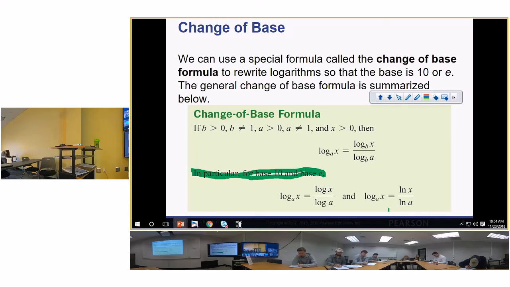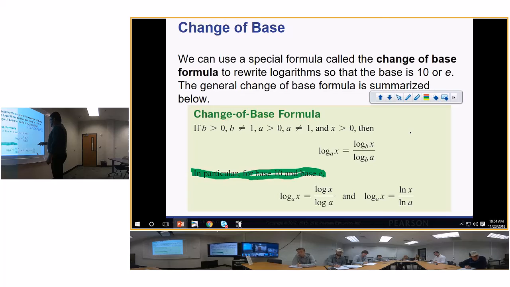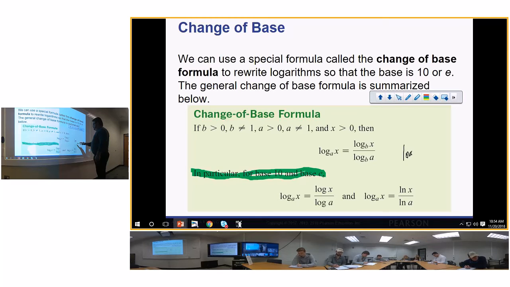And you don't have to remember it, because when you start using it, like log base 5 of 7, you're going to say, okay, that's log of 7 over the log of 5. Log of 7 over the log of 5. And now you can do it in your calculator.